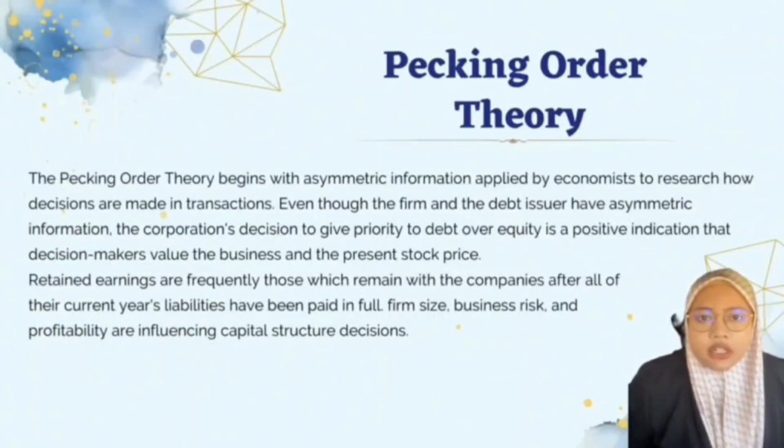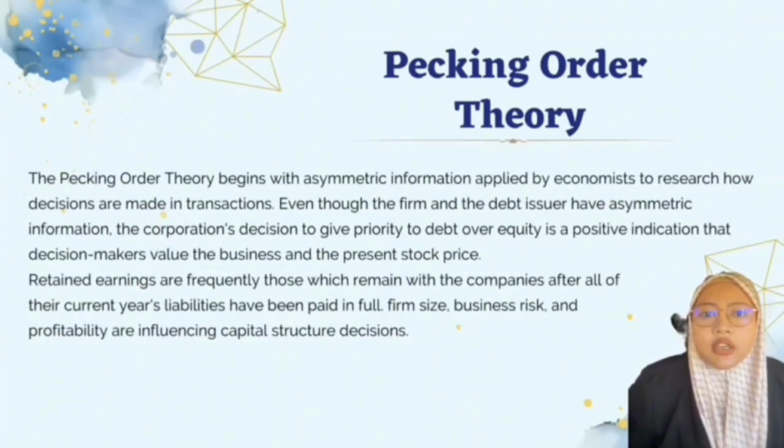The pecking order theory begins with asymmetric information, applied by economists to research how decisions are made in transactions. Even though the firm and the debt issuer have asymmetric information, the corporation's decision to give priority to debt over equity is a positive indication.